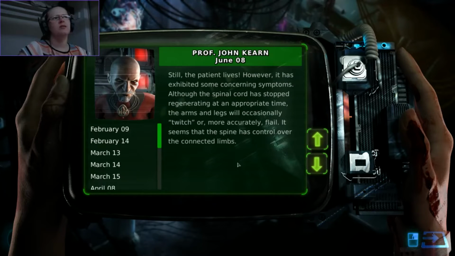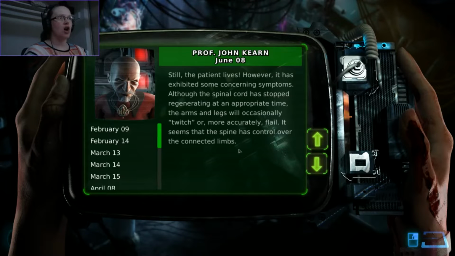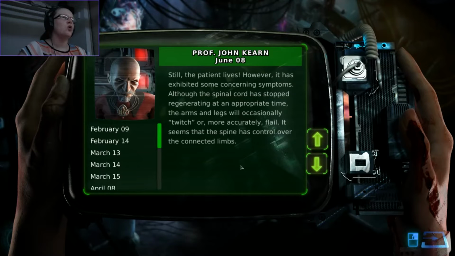June 8th. Still the patient lives, however. It has exhibited some concerning symptoms. Although the spinal cord has stopped regenerating at an appropriate time, the arms and legs will occasionally twitch, or more accurately, flail. It seems that the spine has control over the connected limbs. I mean, that's what the spinal cord does.